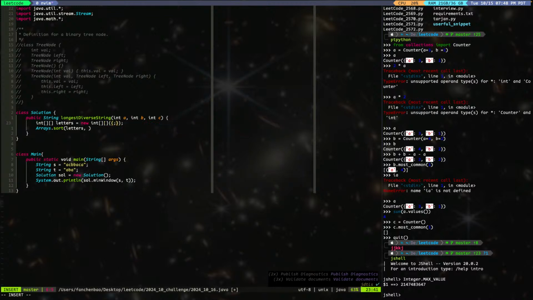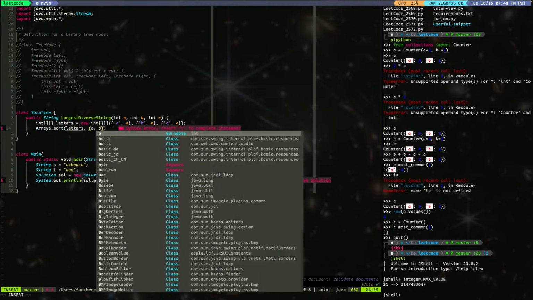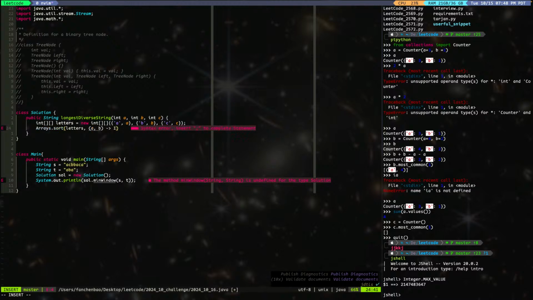We can say A. All right. Okay, so we will sort this and we say A, B. Well, Integer.compare A1, B1.